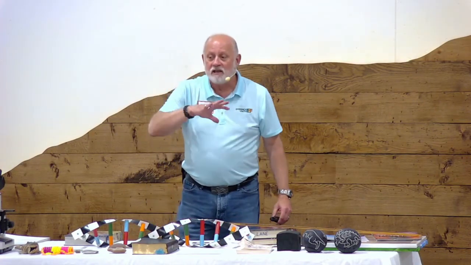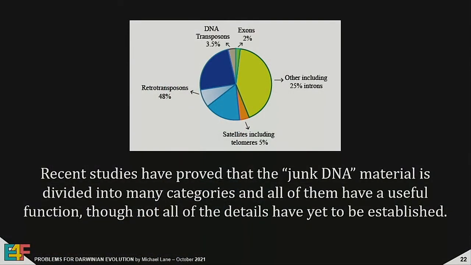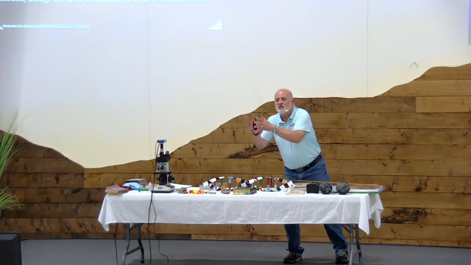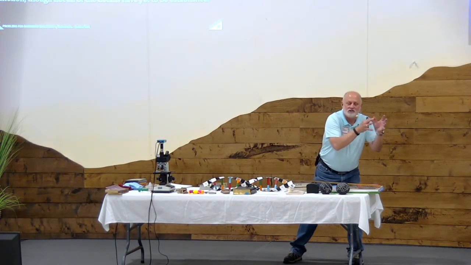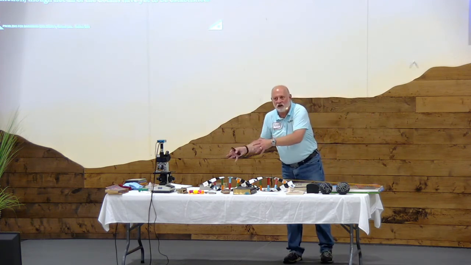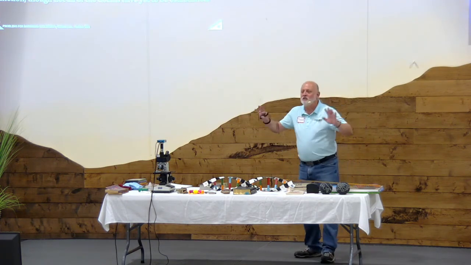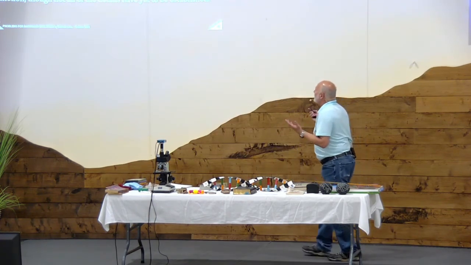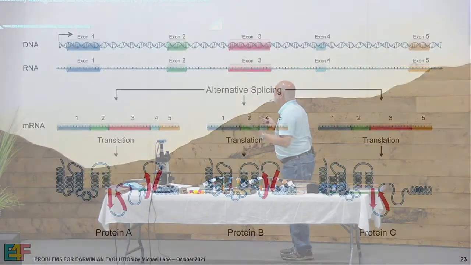Recent studies have proved that junk DNA material is divided into many categories, and all of them are useful. This article here talks about how junk DNA has a thing that helps check against cancer. It turns on certain genes. It turns off other genes. It carries pieces of genes and pieces of genetic material from one part of the cell to the other. They transport. The list goes on. And all this is just discovered in the last 20 years. This is amazing what's been going on here. We're finding out all sorts of things that are included in junk DNA.